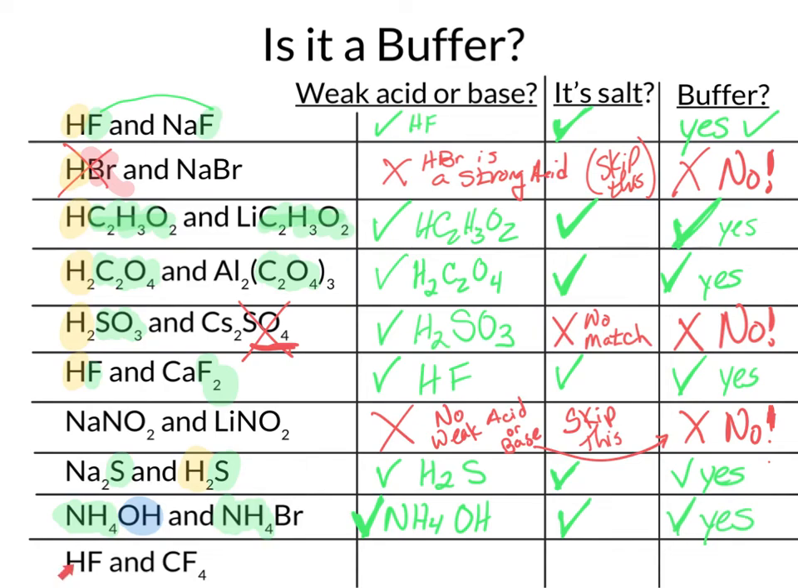And our last one, we have HF and CF4. So we start with HF, which is our weak acid, and then we look at CF4 and we say, is that its salt? Well, it does have fluoride, but notice that this is not a salt. This is a covalent compound because it starts with carbon, which is a nonmetal. So this does not have the salt. This is not a buffer.